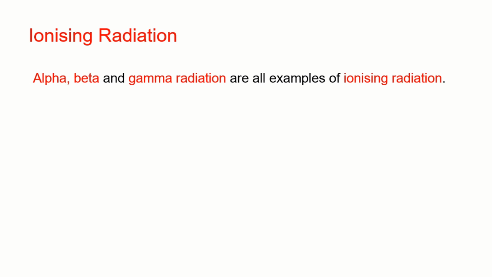Now, there are other examples as well. A good example would be X-rays, which is also ionizing. So it's not just alpha, beta, and gamma that fall into this category. There are others too. Now, what does ionizing mean? Well, the clue is really in the name.